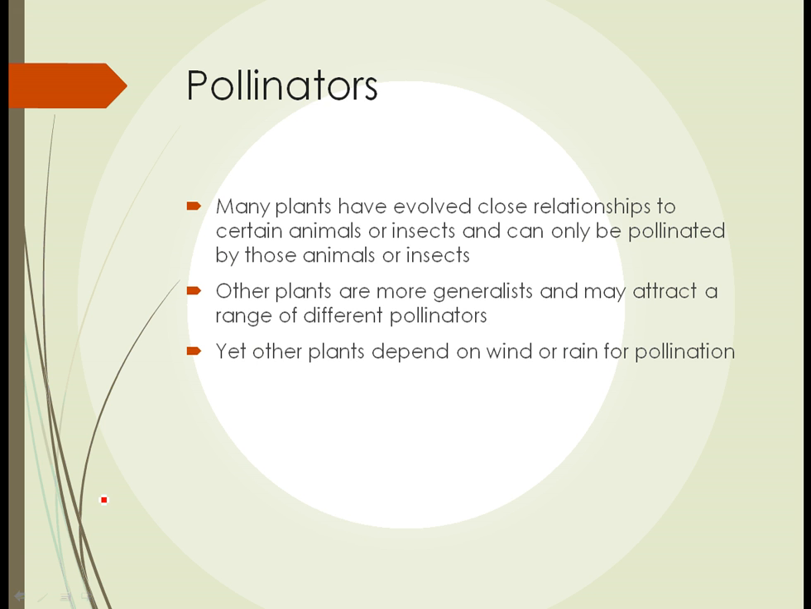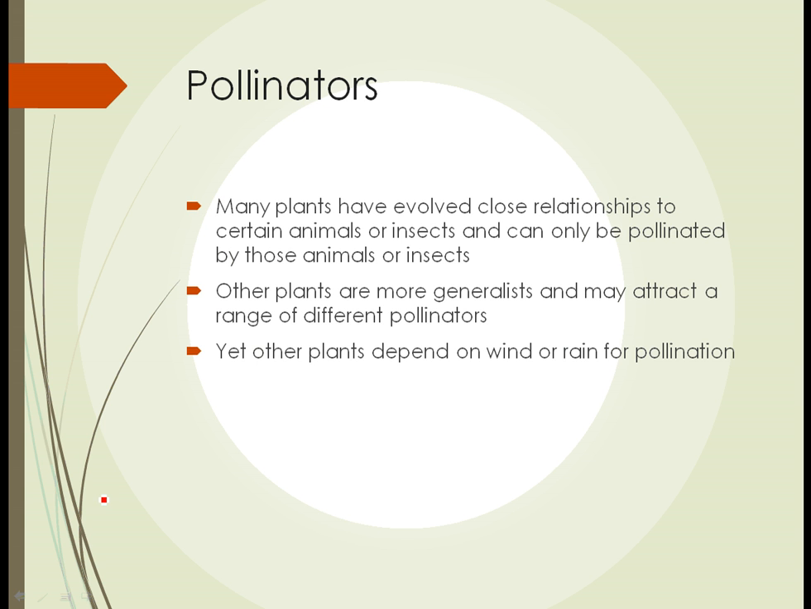We mentioned that the pollen grains get from one flower to another flower, from the male part of the flower to the female part of the flower, carried by wind, water, or animals like insects. And plants, many of them have evolved close relationships to certain animals and insects and can only be pollinated by those animals or insects. Take the plant away from the area in which that animal or insect lives, and the plant will not be able to reproduce in those areas.